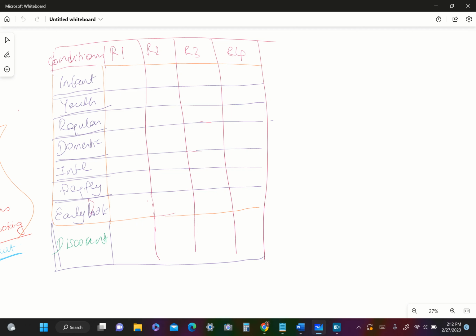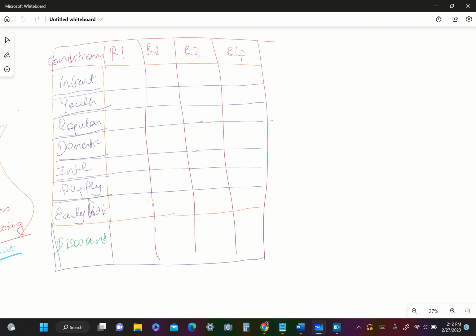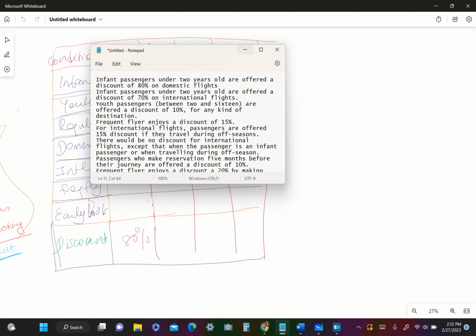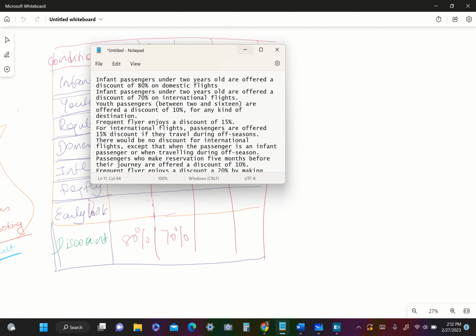So let's look at the criteria. Infant passengers under 2 years old are offered a discount of 80% on domestic flights. So if you are an infant and you are on a domestic flight, you get an 80% discount. If you are an infant under 2 years, you get a 70% discount on international flights. So if we are an infant and we go on international flights, we get 70%. Okay, so that's the second rule.